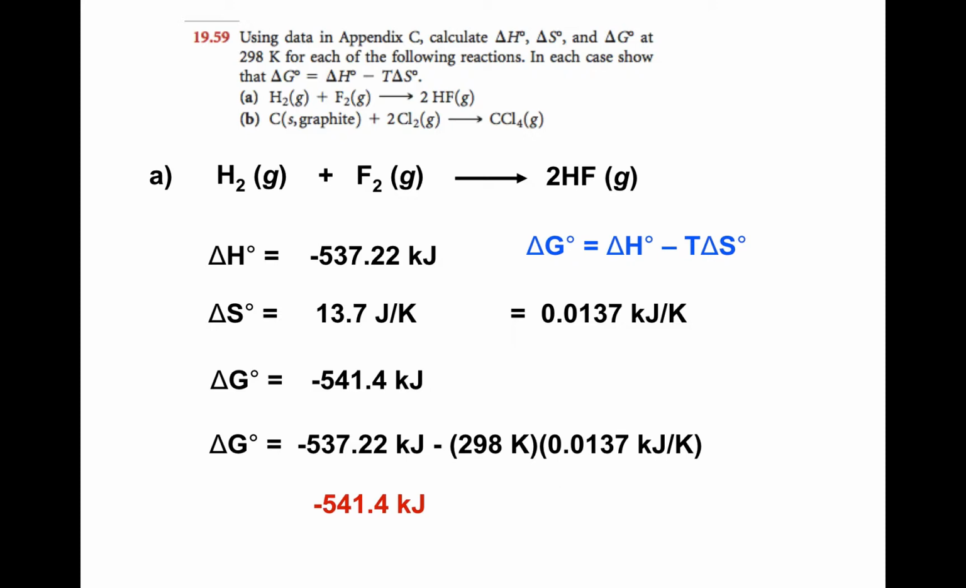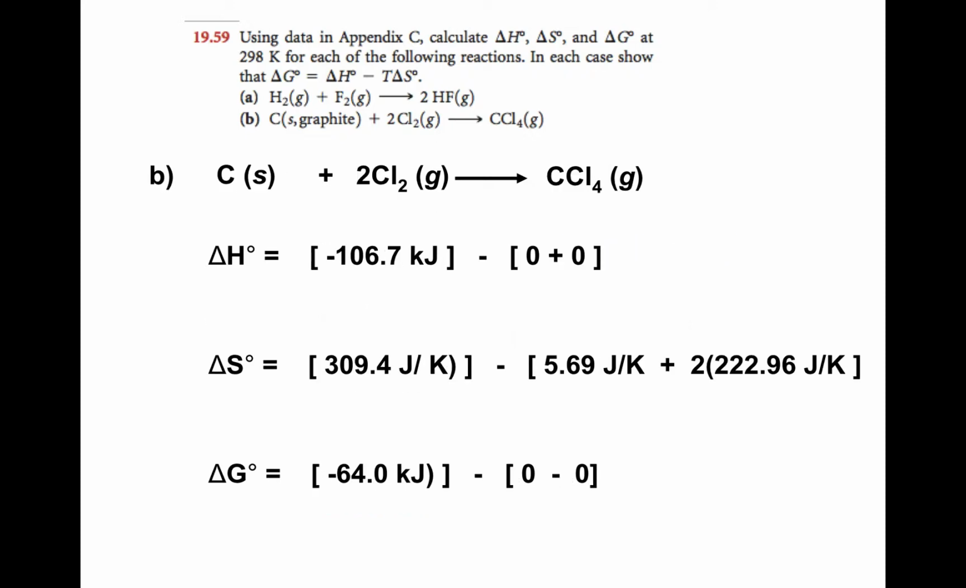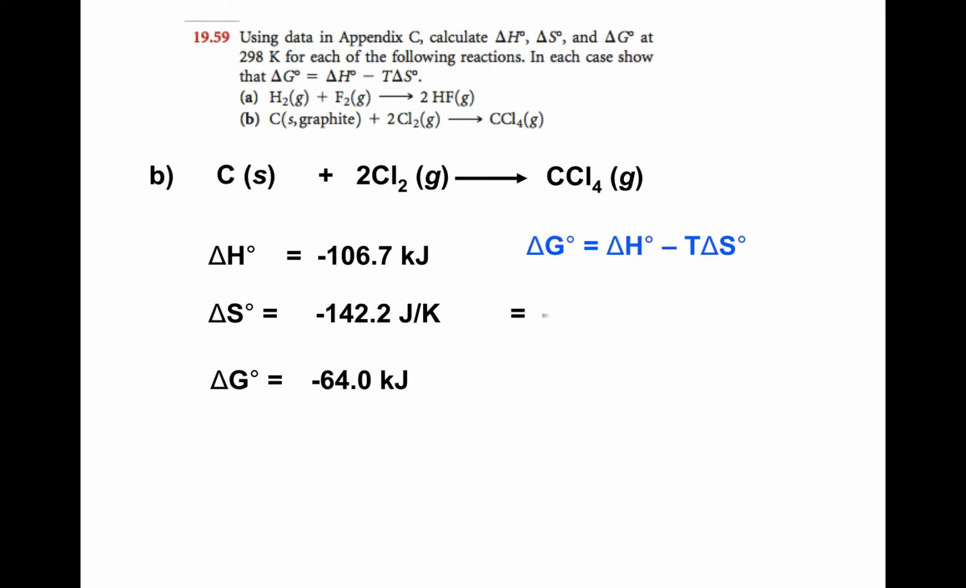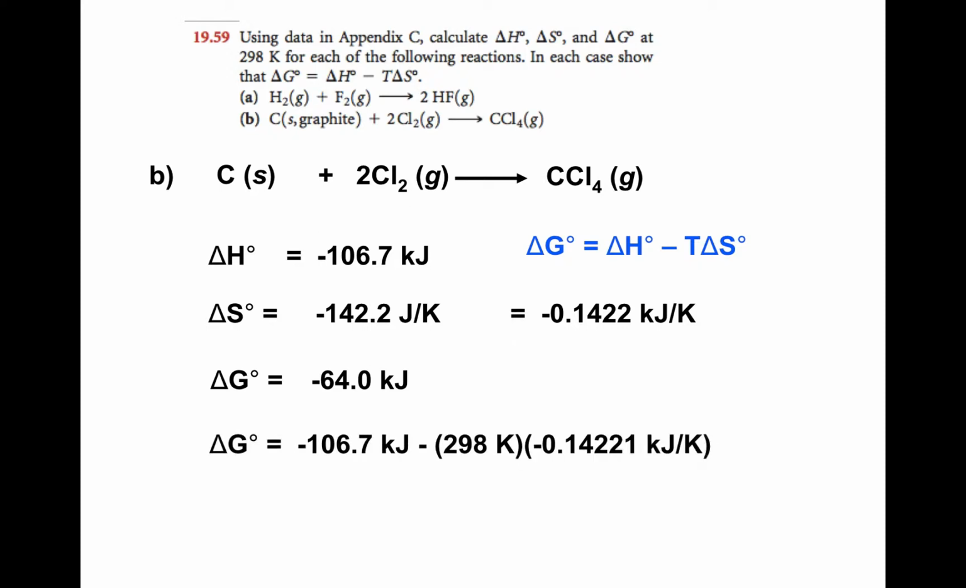Do the same thing for B. Look up the delta G's and the delta H's and the S's of formation for the reactants and the products. If I'm going to use delta G is equal to delta H minus T delta S, I've got to first convert delta S into kilojoules per Kelvin so that I can plug into the equation.